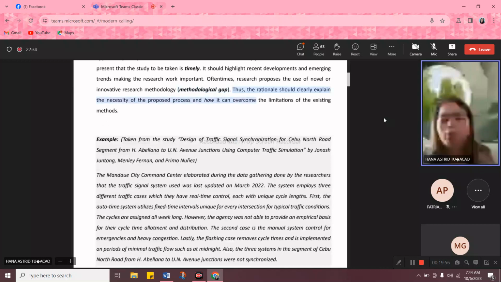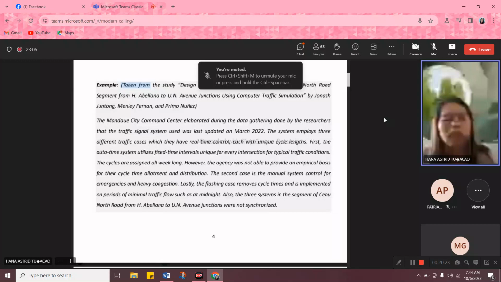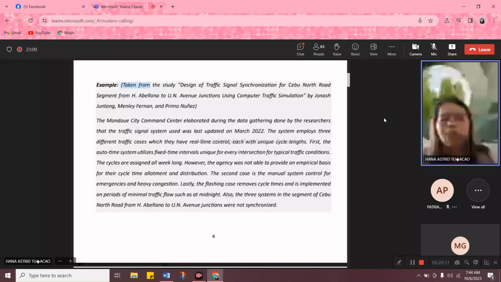Clearly explain the necessity of the proposed process and how it can overcome the limitations of existing methods. Let's take for an example the research work conducted last year. It is taken from the study Design of Traffic Signal Synchronization for Cebu North Road segment from H. Abellana to UN Avenue junctions using computer traffic simulation. This is by Huntong, Fernan, and Nunez. This is along Pacific Mall, no? And actually, this research work has been presented by Nunez in Thailand, no? Before they graduated. So this was already presented internationally.